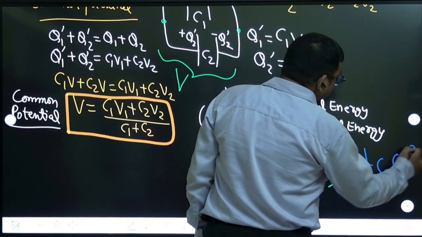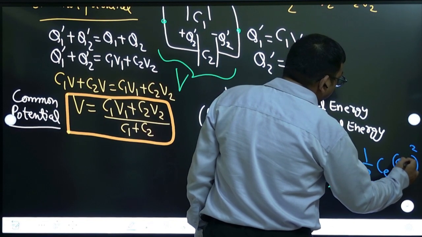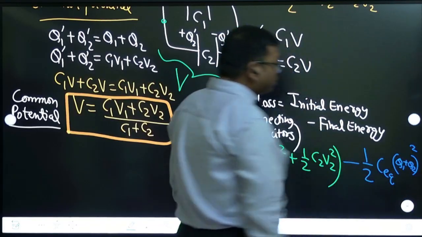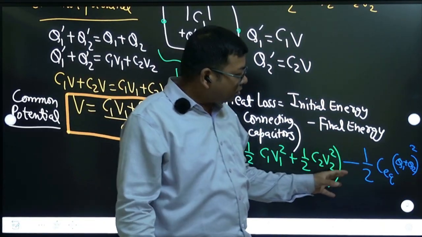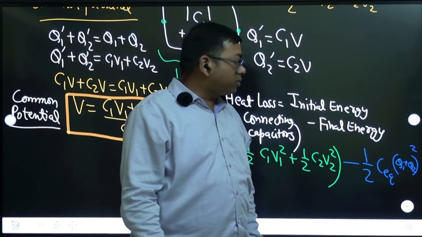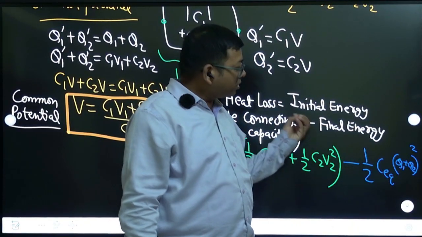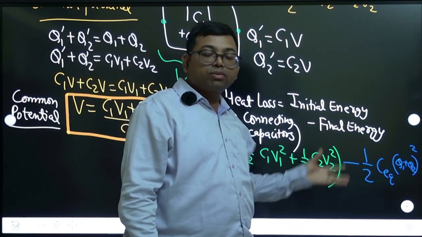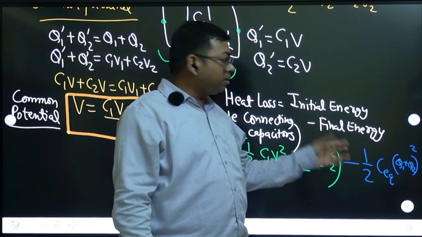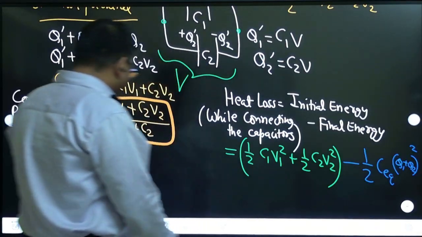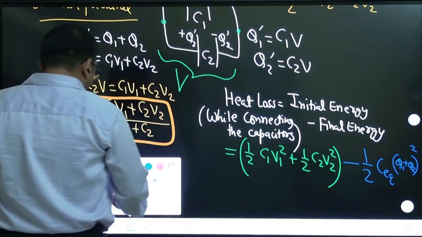So total charge is the sum of charges, Q1 plus Q2. I am going to write it like this: half C equivalent into total charge square, right? Because this total charge only is distributed over each capacitor. They are in parallel, so C equivalent will be C1 plus C2. So let us now solve this.